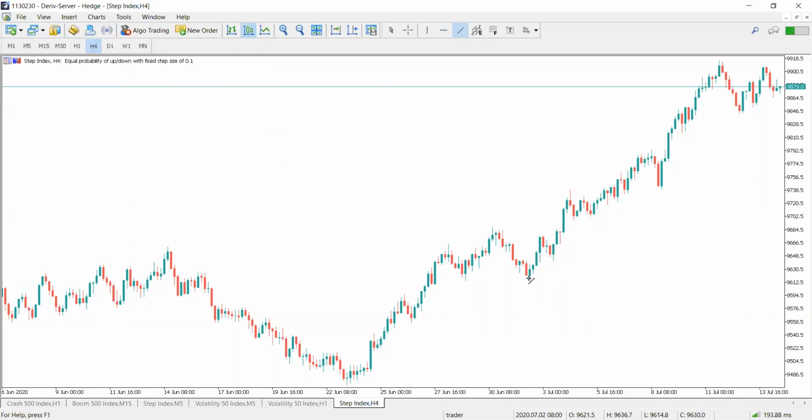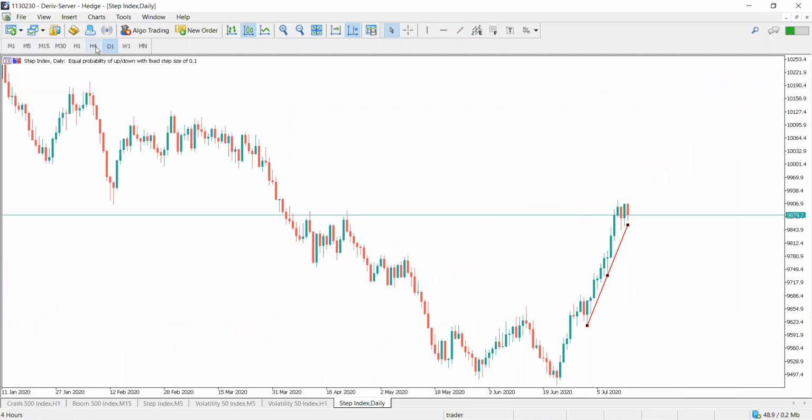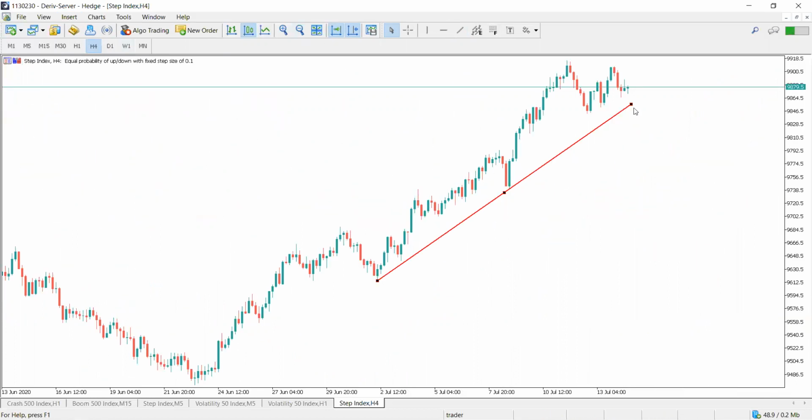So, there we go. We draw our trend line. Let me just open it up a bit. Okay, this is Step Index here. It's fine, let's use Step Index. We draw a trend line like this. That is my trend line on the H4.